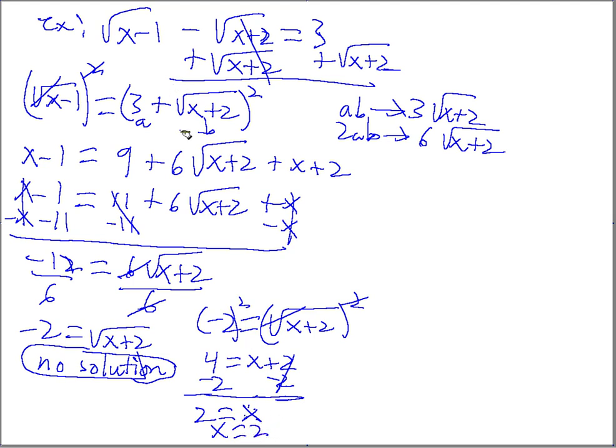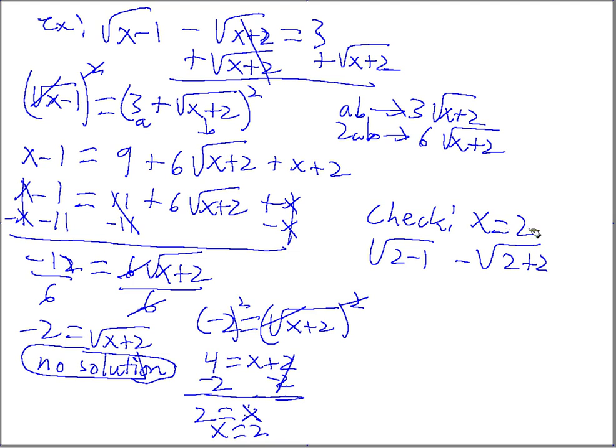So let's plug it back in. If I plug 2 back in, what happens? Let me show you that's not going to work out. Square root of 2 minus 1 minus the square root of 2 plus 2. Now I plug in 2 for x. So that's going to be square root of 1 minus the square root of 4. So 1 minus 2 in this case, which is negative 1, which is not going to be the right side, which should be 3. So that's why, again, same conclusion, and no solution in that case.